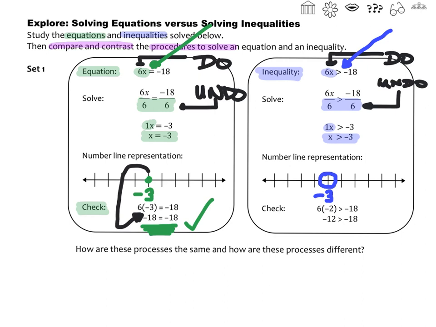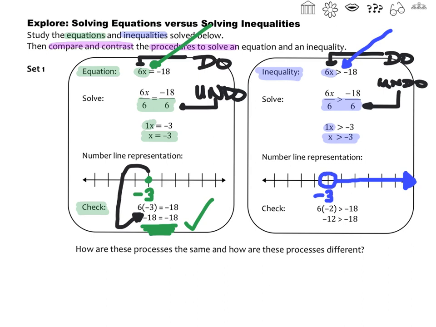So when the value on my number line is not included, I put an open circle. It says begin here, but don't include this. And every value greater than negative 3 would make my inequality true. In other words, every value greater than negative 3 is part of my solution set. In an inequality, I have many correct answers, not just one. We'll talk about that more in a moment.